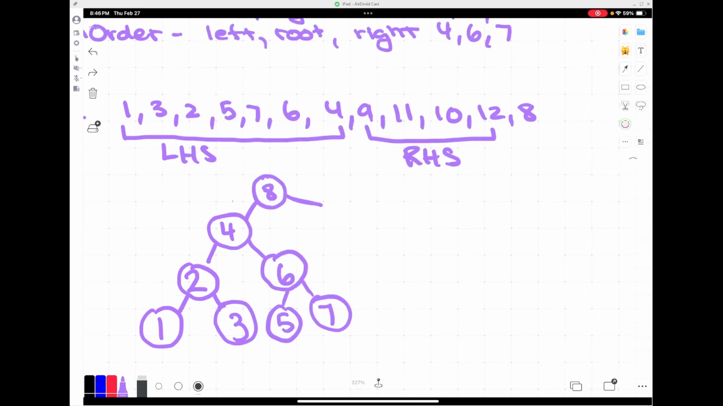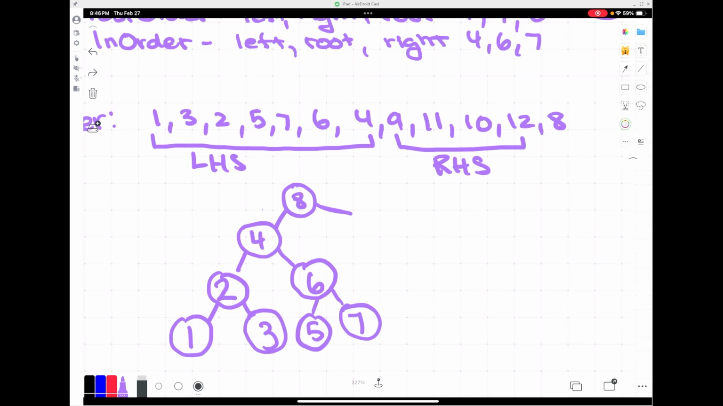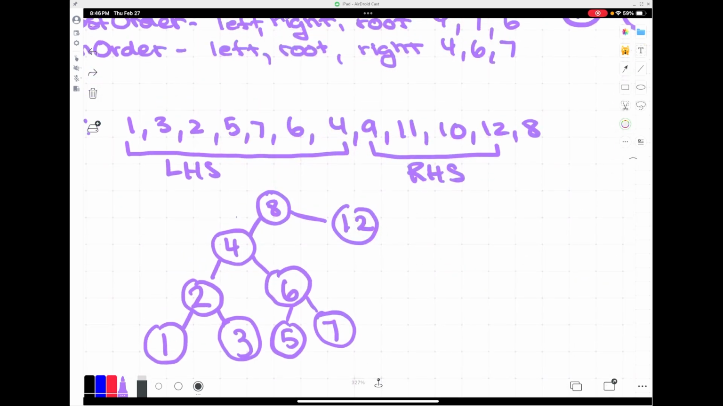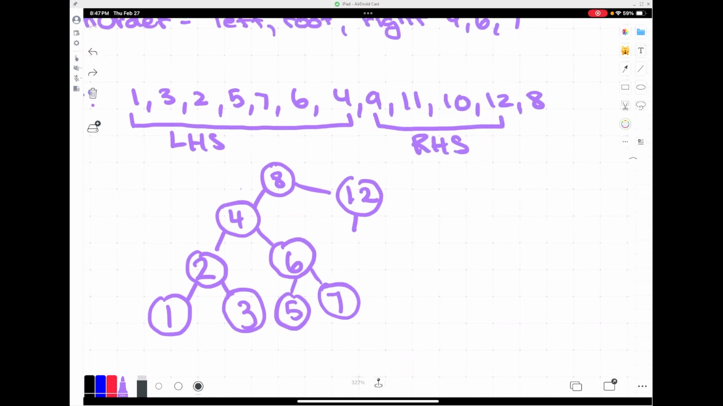Same thing applies. What's at the very end of the right hand side list? 12. And now we can split this up again. So what is less than 12? Well, it's just 9 and 10. But because 10 is more to the right than 9, we put that one first.